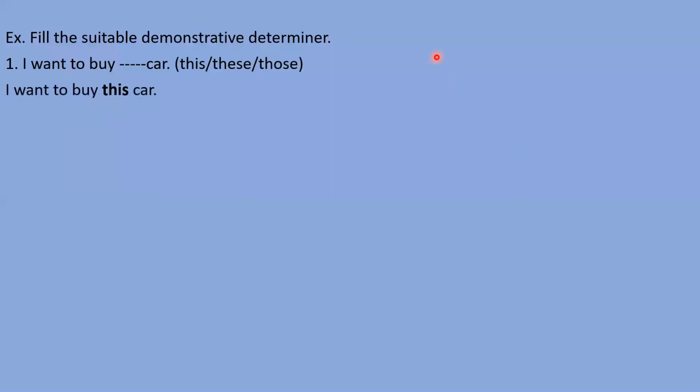So let's see the answer. Yes, I want to buy this car. So it's the right answer. Second sentence.